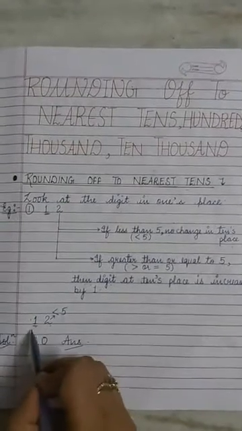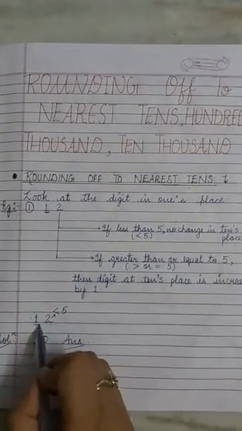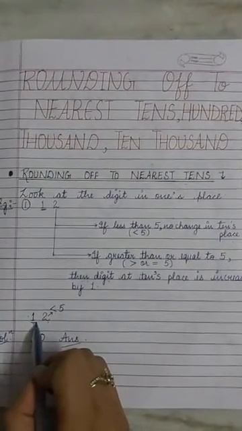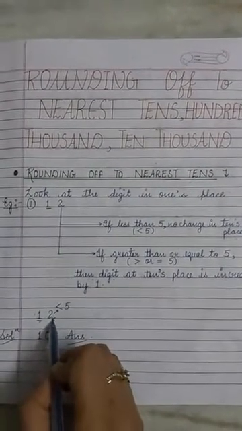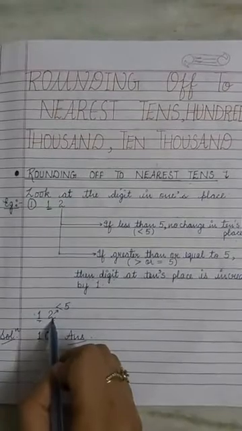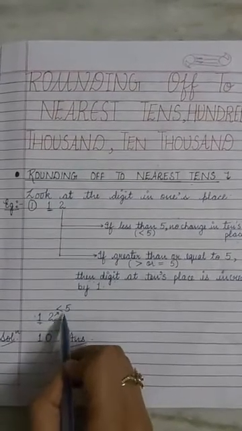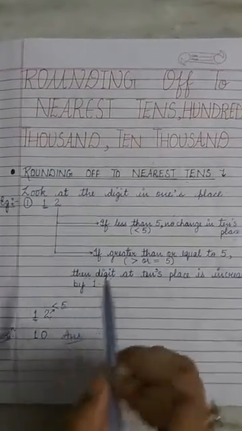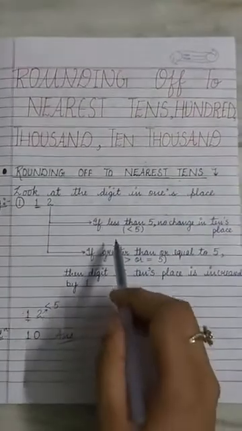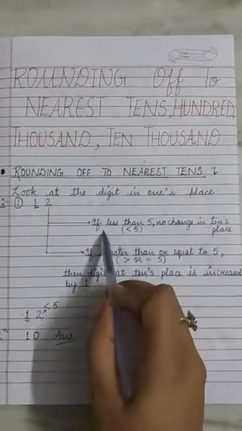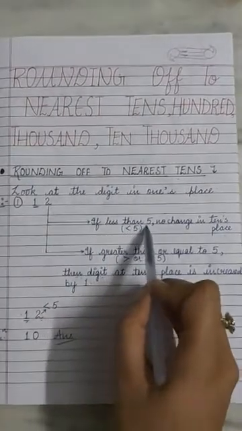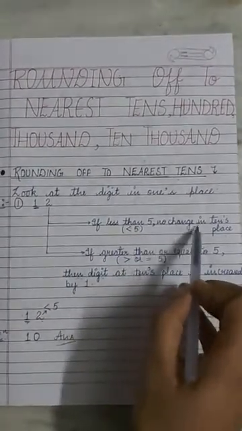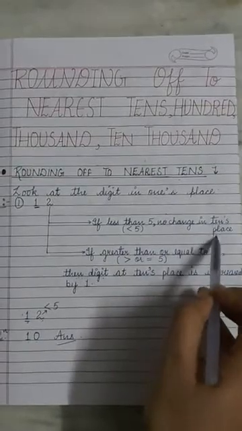Again, I have underlined 1. Why? Because we are rounding off to the nearest tens. Now, I am going to observe 2 here, the digit at ones place. 2 is less than 5. So, what is the step here? If the ones digit is less than 5, then there is no change in the digit in the tens place.